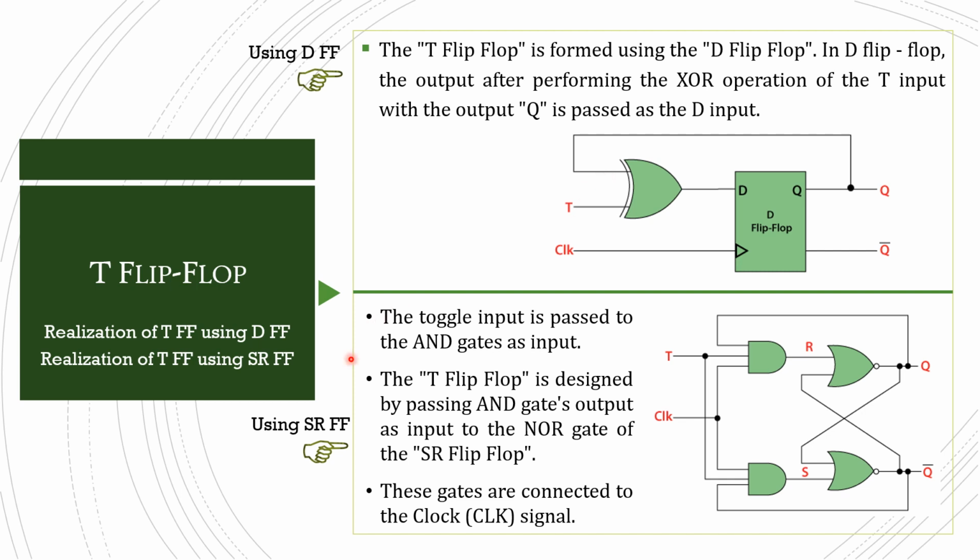Okay. We can also construct the T flip-flop using SR flip-flop. In the SR flip-flop, as we know, we'll be having two steering gates. To the two steering gates, the two inputs are S and R. So this S and R are tied together to form a toggle input. Okay, so the toggle input is passed to the steering AND gates as the input. Okay, and these gates are connected to the clock signal also. So the T flip-flop is designed by passing AND gates output as input to the NOR gate of the SR flip-flop.